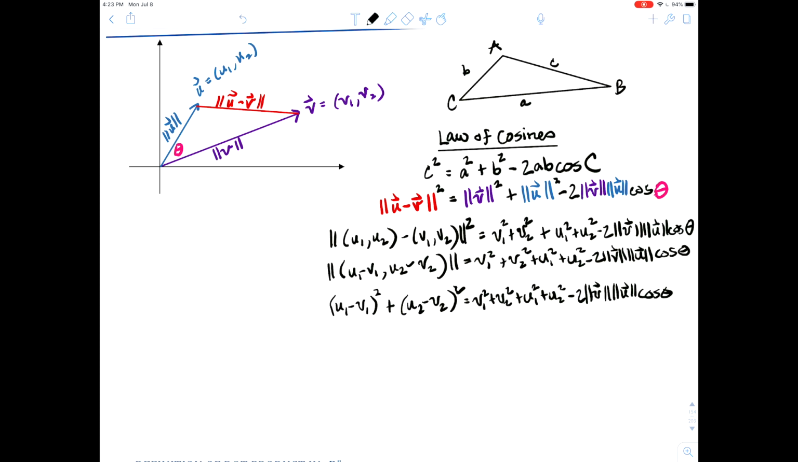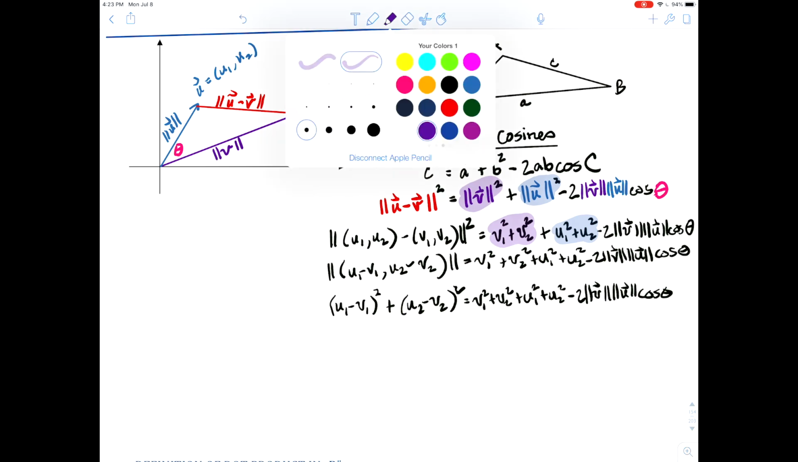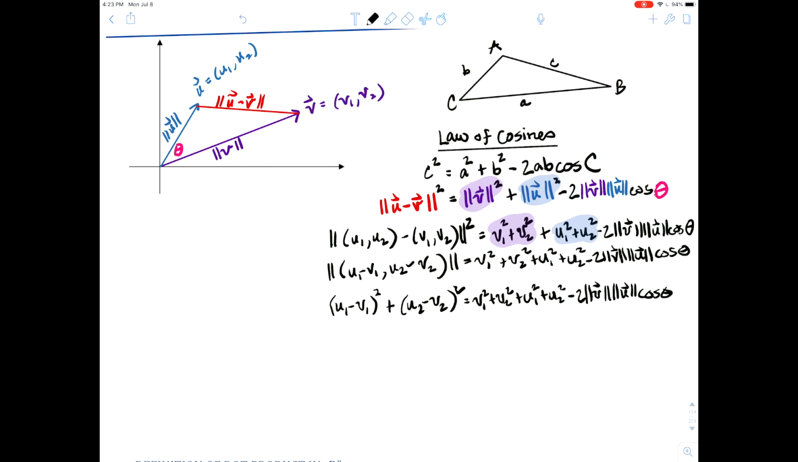So and you know what, let me put some labels so you can match up what's going on. So the magnitude of U squared was this here. And the magnitude of V squared was this quantity. And now we've got the, oh, and this should have been a square, sorry. So the magnitude of U minus V squared is this here. Cool, cool? Okay. So now let's expand it out.